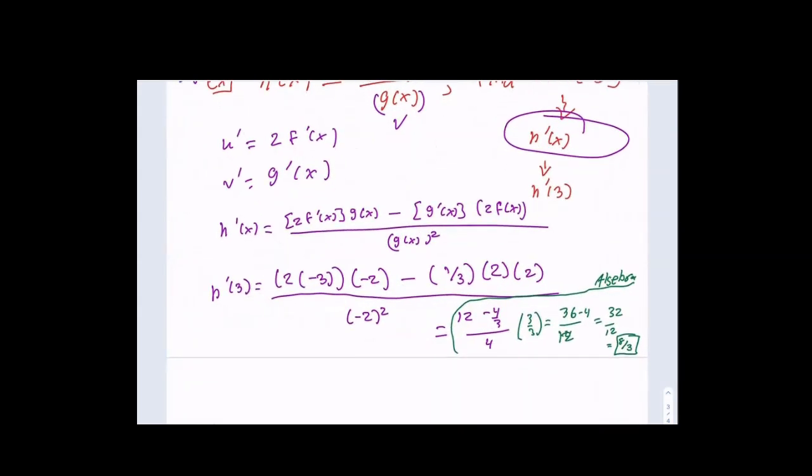I mean, if this was an open response question on the AP exam, then by golly, you leave your answer as 2 times -3 times -2 minus 1/3 times 2 times 2 all over -2 squared. You leave that answer like that and say, you simplify it, I'm going to the next problem.